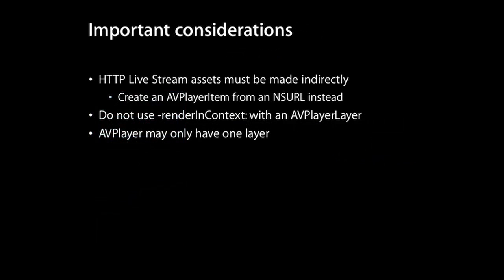So there are some important considerations when you're using AV Foundation. The first one is if you're using HTTP live streaming, you can't create an AV asset directly from an HTTP live stream URL. You need to create an AV Player item from that URL, and then you can extract the asset from that. If you're familiar with core animation, don't try to use render in context with an AV Player layer. It's not going to work. And AV Player can only have one layer associated with it. Yes, you can have your layer tree there, but remember that only one of those layers is actually associated with the AV Player layer.